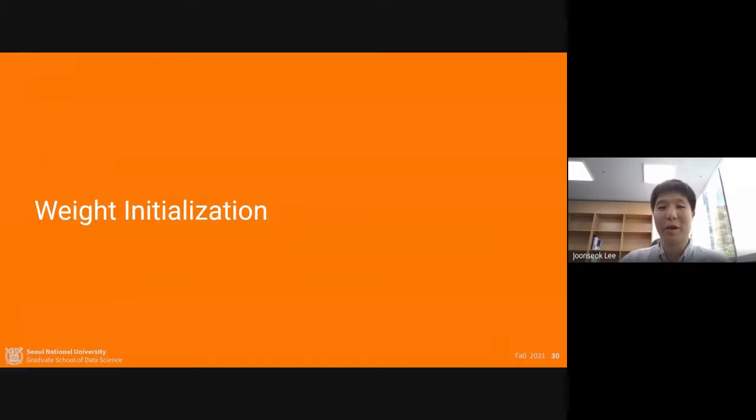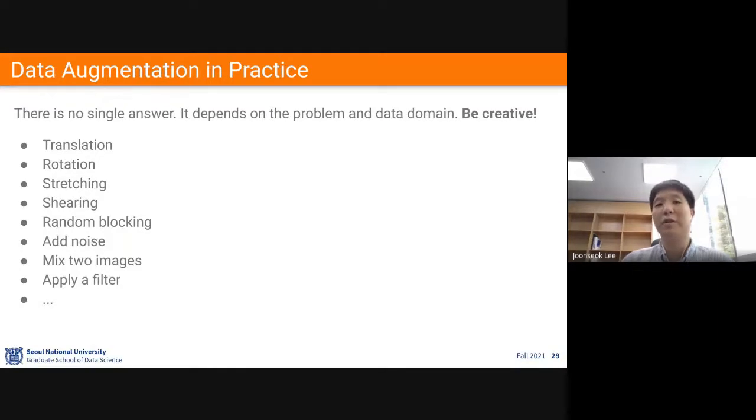So today's lecture is done, and next time we are going to do weight initialization and the second part of these practical issues in training neural networks.